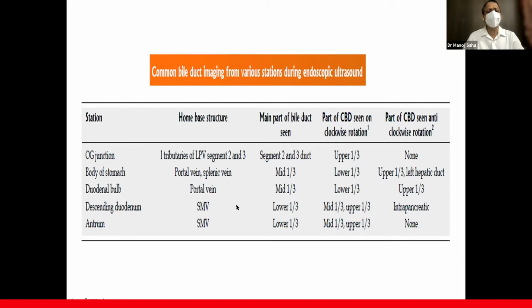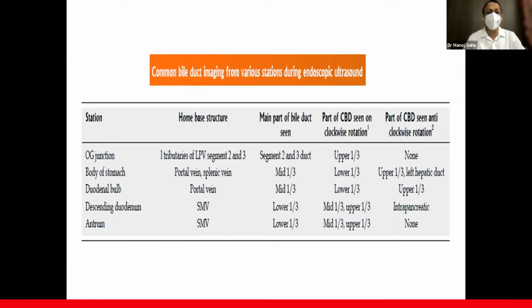From the descending duodenum, we can see the SMV and the formation of the portal vein. The lower 1/3 of the CBD is mainly seen. With clockwise rotation, we can see the mid and upper third of the CBD, and with anti-clockwise, the intrapancreatic part of the CBD. From the antrum, again, SMV forming the portal vein. The lower third is mainly seen, but with different maneuvers, by clockwise rotation, we can see the mid and upper third. Anti-clockwise, nothing will be seen.